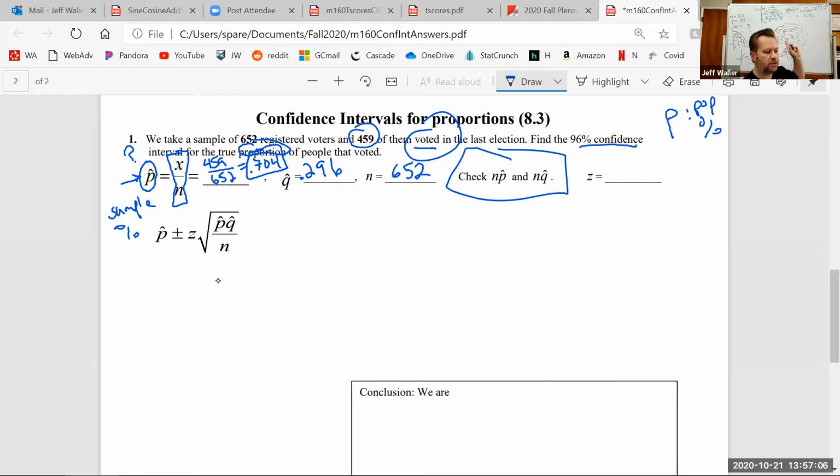So if I'm supposed to check np and nq and we don't know what they are, what's the next best thing to use? P hat and Q hat. That's my best guess. So it's still the same idea. I just don't know what P is. So I'm going to use the P hat and the Q hat. What do we get when we do n times p hat?